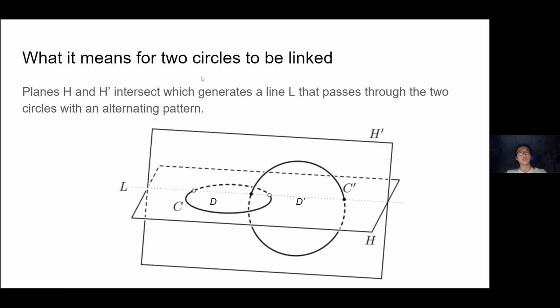The definition of two circles being linked, as you can see on the figure: these two circles are linked, and they generate planes and disks as well. So these are the two circles, the two disks, the two planes, and there's a line that passes through the two circles with an alternating pattern. I'm going to explain what the alternating pattern means.